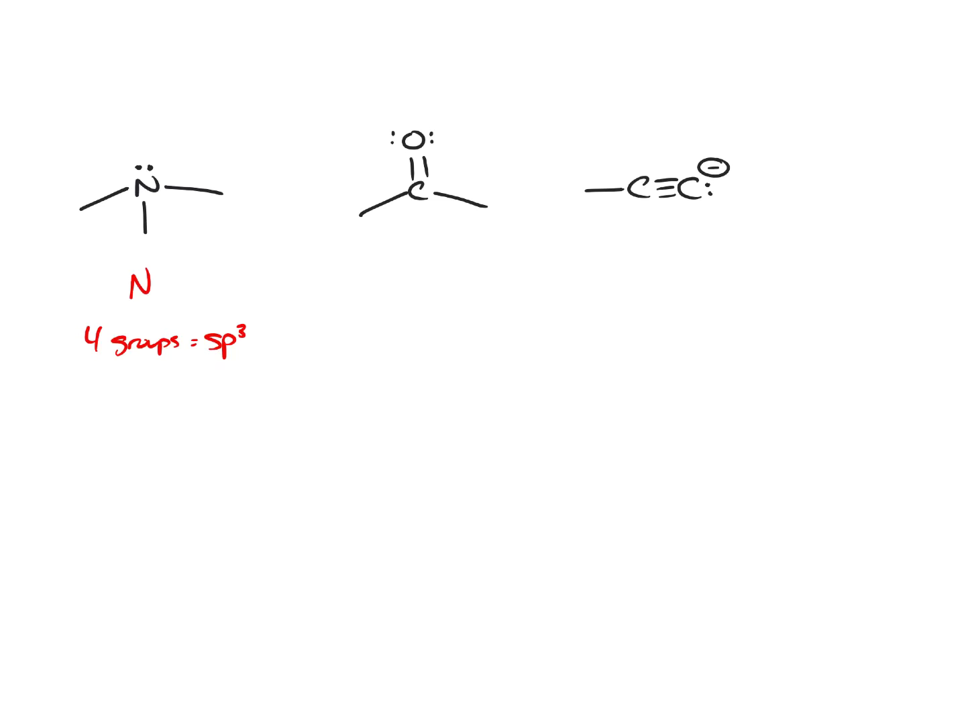Four groups is sp3. Okay, but to think more about the orbitals and where the lone pair resides, you need to know a little bit more about sp3 hybridization than just the fact that it's sp3. Okay, when we did hybridization, remember that when we did sp3 hybridization, the net result after hybridization was 4 sp3 orbitals. So that's what we have to work with.